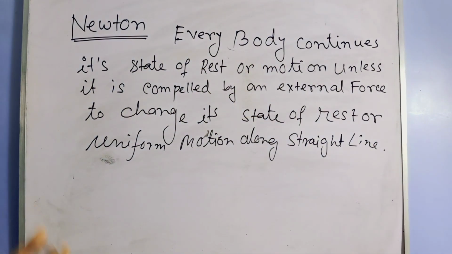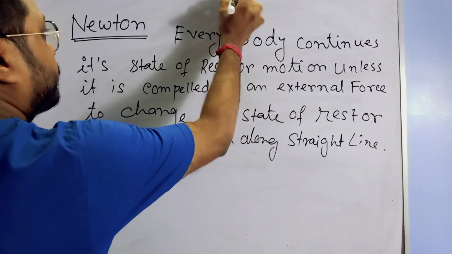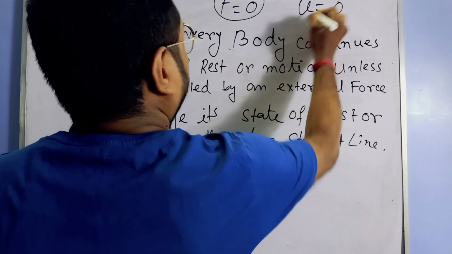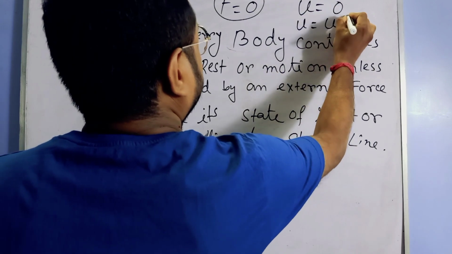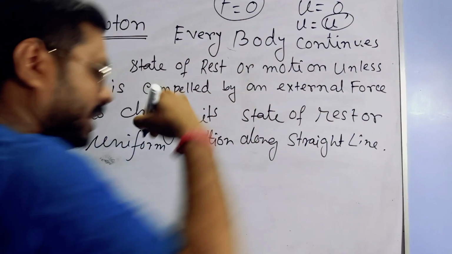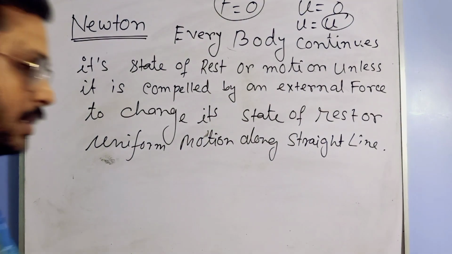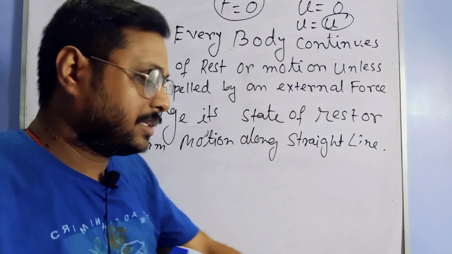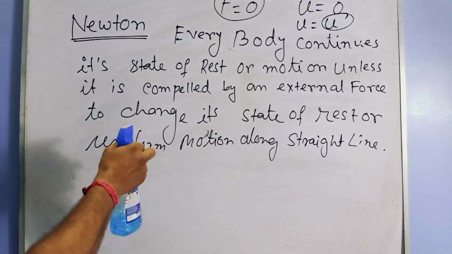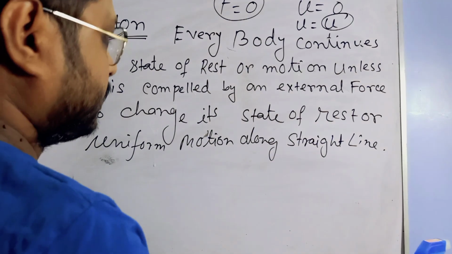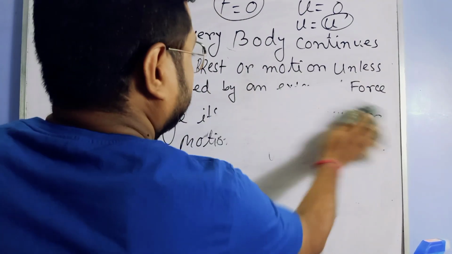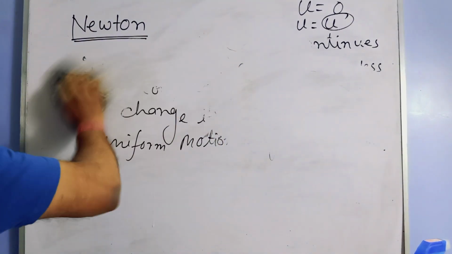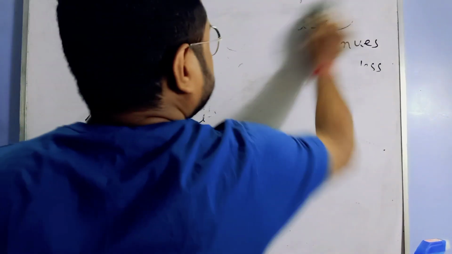So as long as F equals 0, the external force is 0, the body will continue its state unless it is compelled otherwise. Now the important point is, you know this law of Newton from class 7, 8 or from secondary examination, okay? But here we want to know what is the value of F, or what is F.